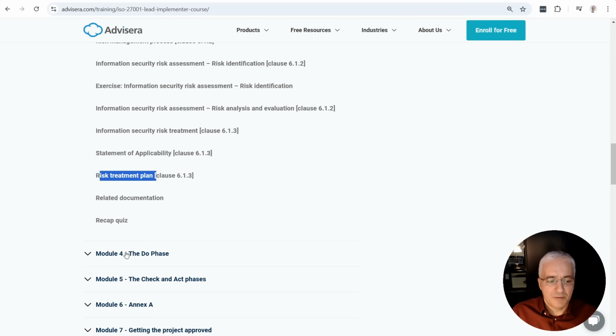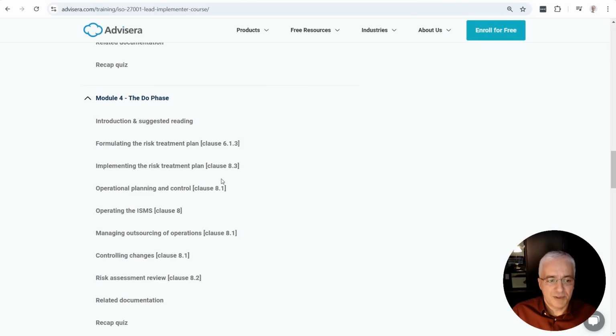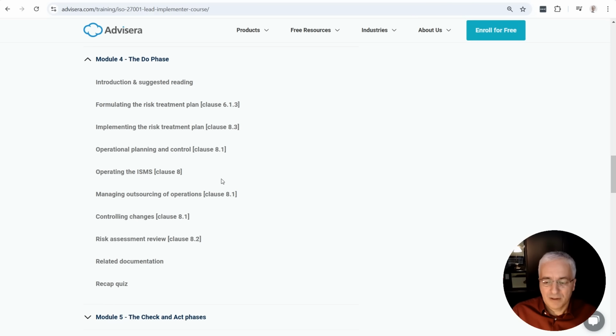As you move on to module 4, you will see that this is the do phase, mainly around clause 8. However, it also follows up on the risk treatment plan from clause 6.1.3 and then goes into implementing the risk treatment plan, operational planning and control, operating the ISMS, outsourcing of operations, controlling changes, and risk assessment review. So this is all the do phase.